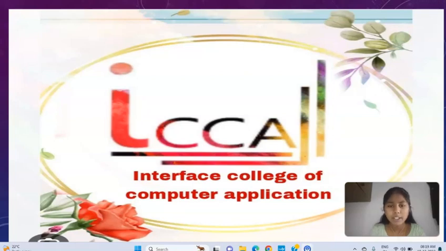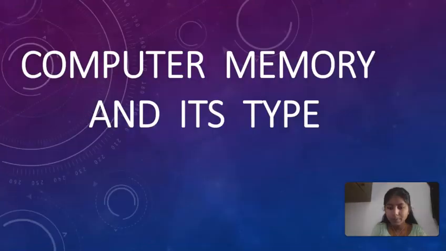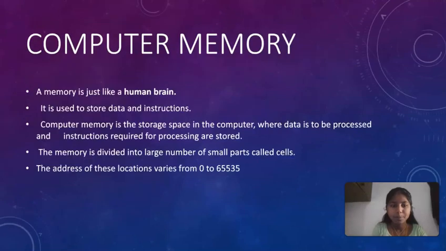So I will explain today's topic: computer memory and its types. Computer memory is like a human brain. Just like the human brain thinks, computer memory is also used to store data and instructions. We store data and instructions in computer memory.